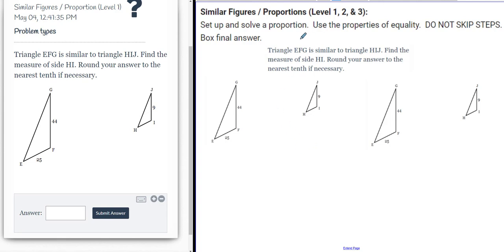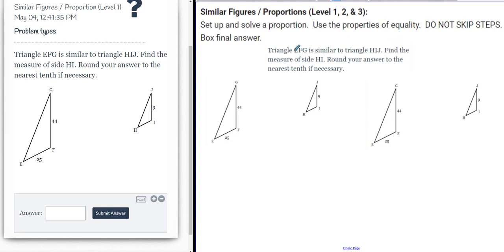So first thing I do want to point out is it says that triangle EFG is similar to triangle HIJ. So the order in which these are listed here, they're corresponding. Notice how E was first. E corresponds with H because H came first. Then F, because it's second, literally corresponds with I, and G corresponds with J. So keep this in order.